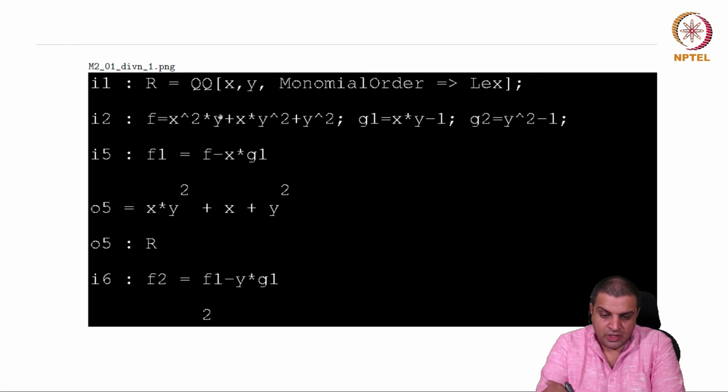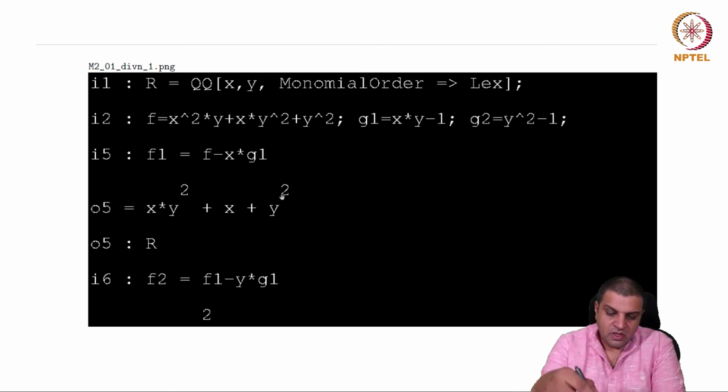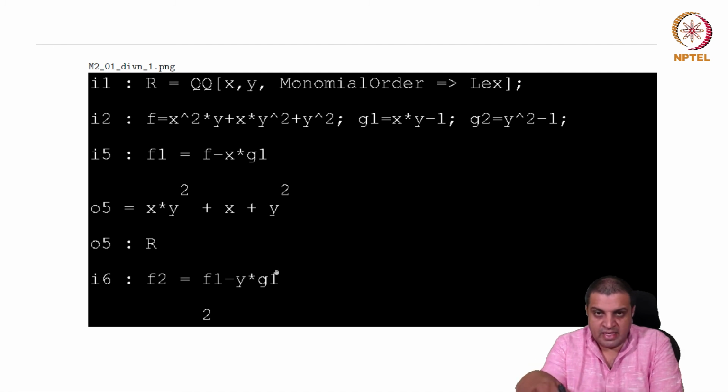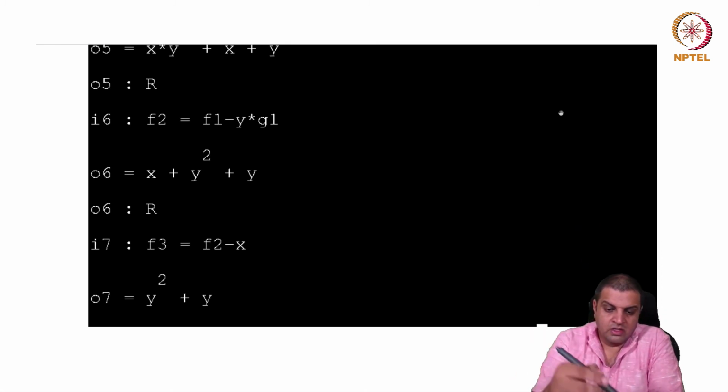f1's leading term is x squared y. G1's leading term is xy. So we multiply by x and subtract. This is the situation where c1 is 0. This is how we modify it, so we get a new polynomial. Its leading term is xy squared, which is again divisible by the leading term of G1, so we multiply by y. We modify to get f2. Again c2 is also 0. This is the modification that we do. Now we get x plus y squared plus y.